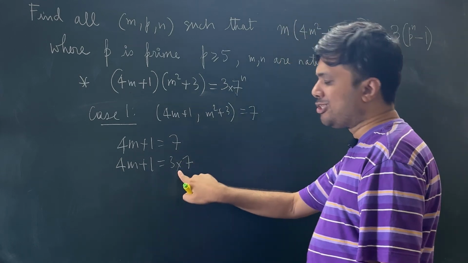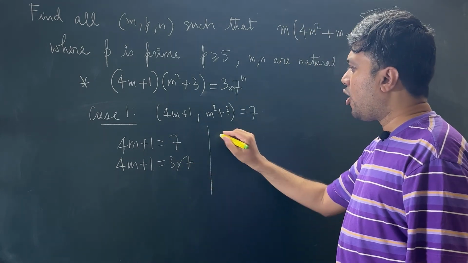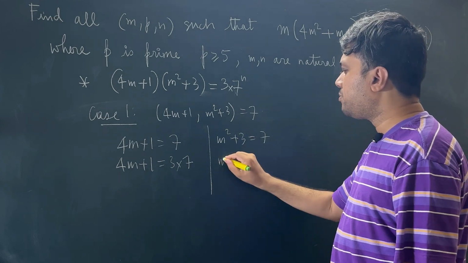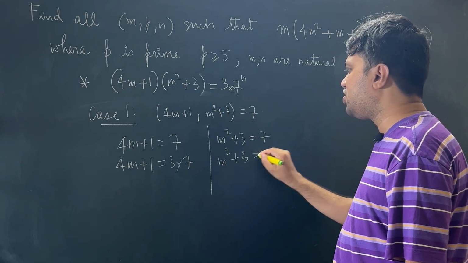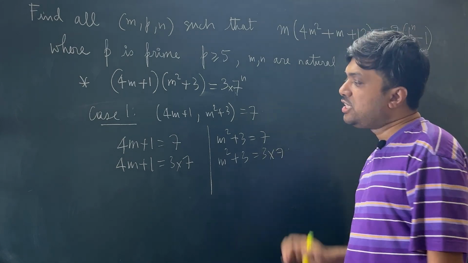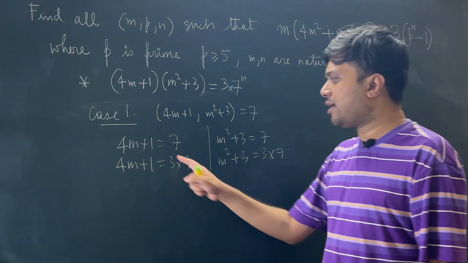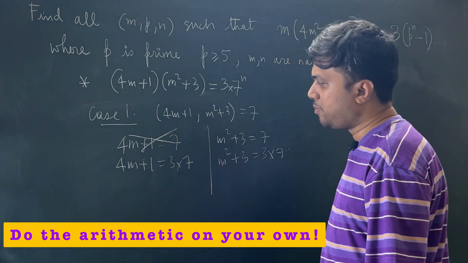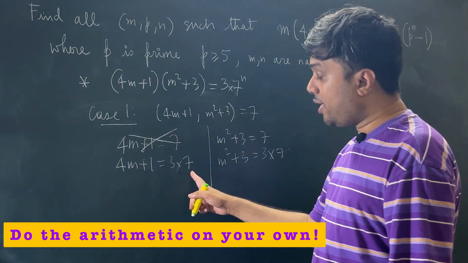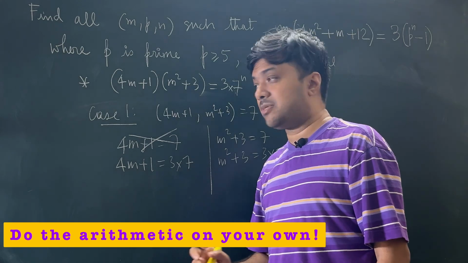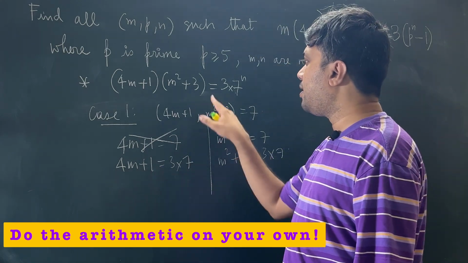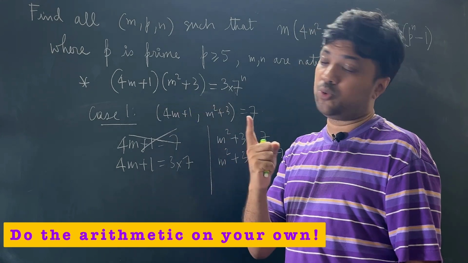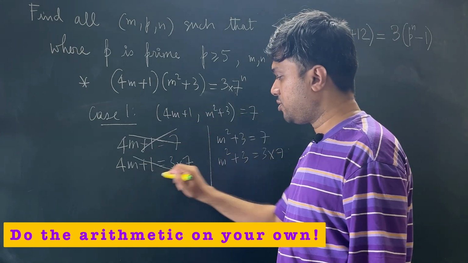When I write this x looking symbol, I mean times. Or it can happen that m squared plus 3 is 7, or m squared plus 3 is 3 times 7. So these are 4 possibilities. Now, if you do a quick calculation, 4m plus 1 is 7 gives 4m is 6, which is not possible; there is no natural number. And if 4m plus 1 is 21, then 4m is 20, m is 5, but if you plug in m is 5 into m squared plus 3, you get 28, and 28 has a factor of 2, which is not there on the right hand side. So this also is not possible.